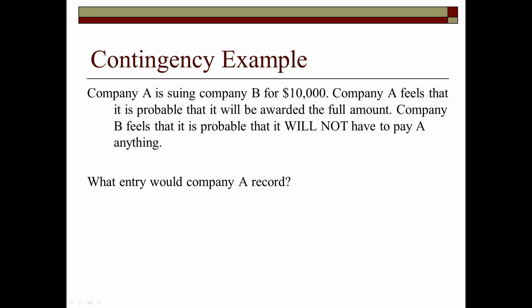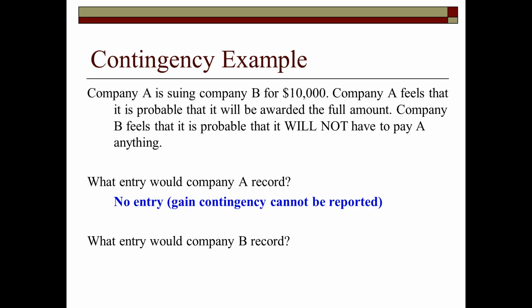A is suing B, but A feels that it's probable they will be awarded the full amount. Careful here. This would result, if Company A is successful, in a gain, right? If they win the lawsuit. And the problem in accounting is that we don't record gain contingencies. Be very careful, because that would be not conservative. We don't recognize gains. We recognize losses, anticipate losses, record all losses, but we don't anticipate gains. That violates the conservatism principle. So no entry would be recorded because we don't record gain contingencies.